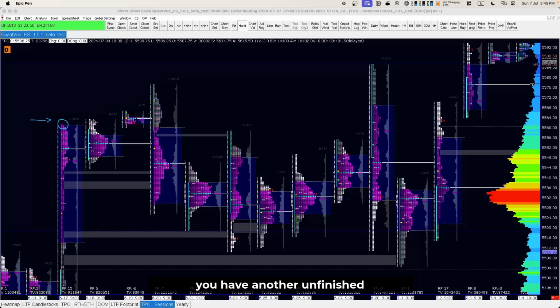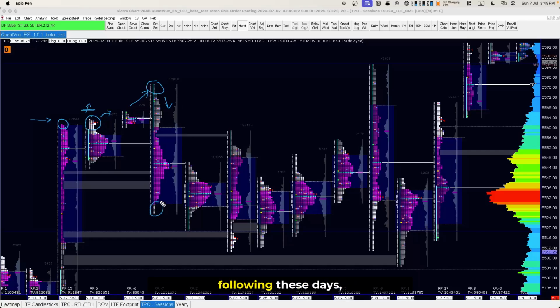The next day, you have another unfinished auction with the market having more rows of TPO letters right here. Generally speaking, the flatter this area is, also known as a ledge, the higher the odds that you will get revisited higher. And guess what the market did the following day? It continued to auction higher until it got excess. So this marked the end of the upside auction. Then the downside auction began.